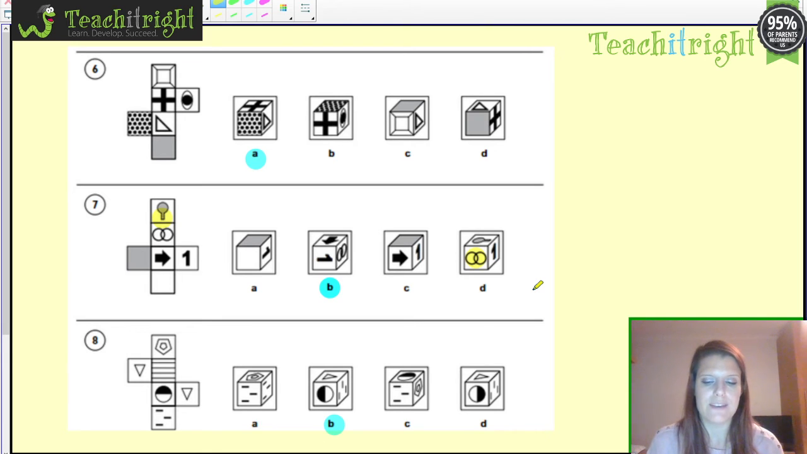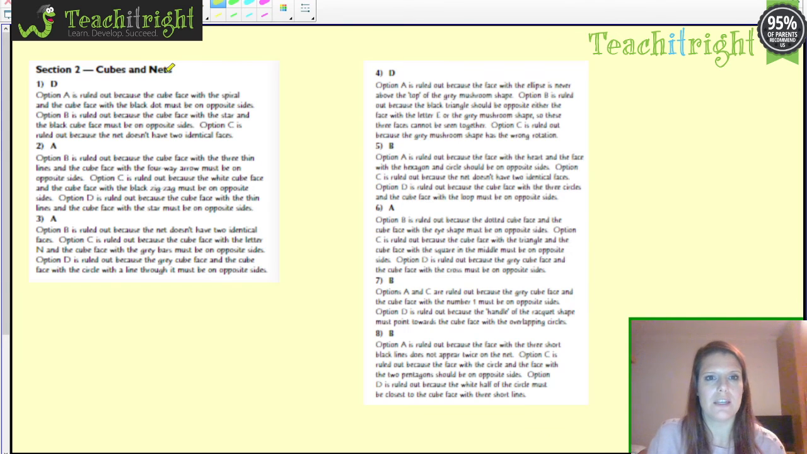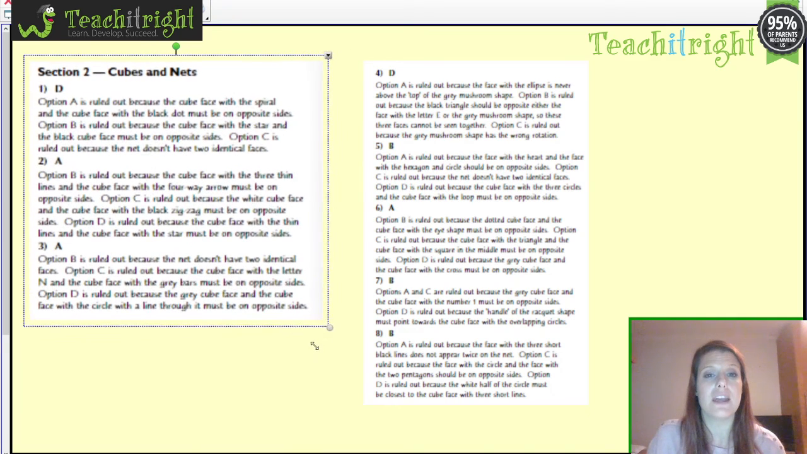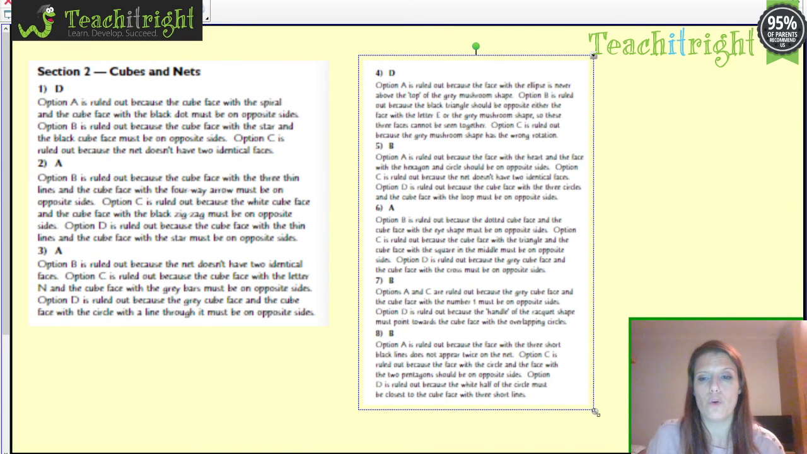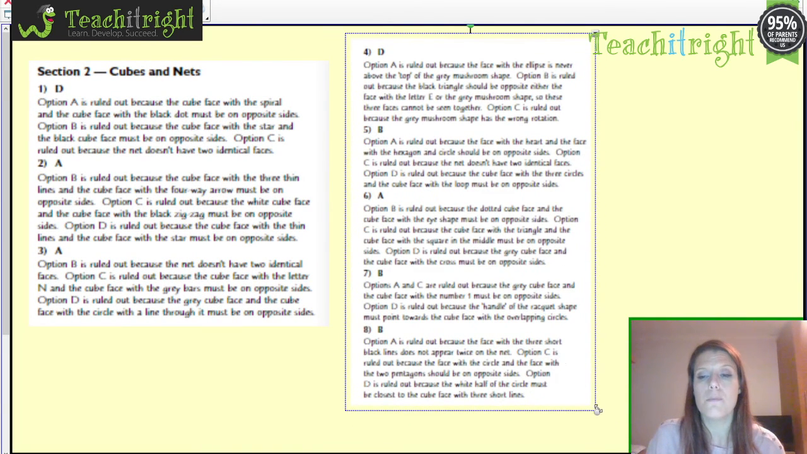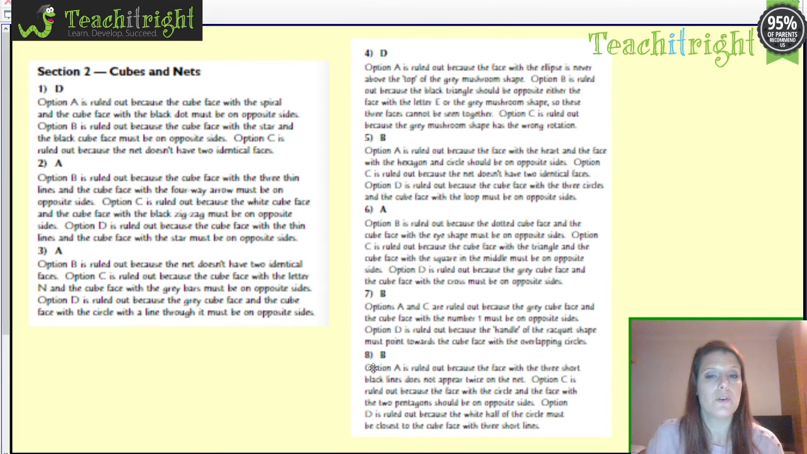Option A, alien face. Option C, opposite faces. And option D is direction. And here are those answers in a little bit more detail for you. Again, they are in the back of your book. So you can either pause the video here to have a read or check against the answers in your book. Either is absolutely fine.